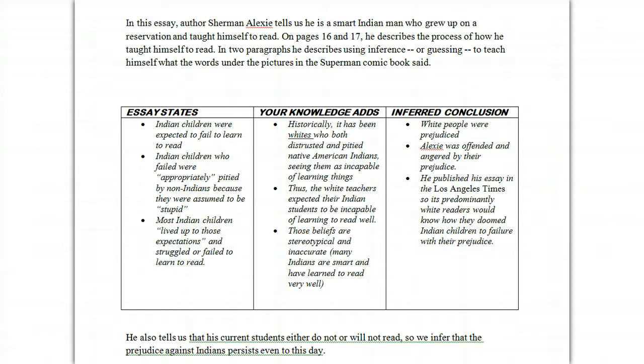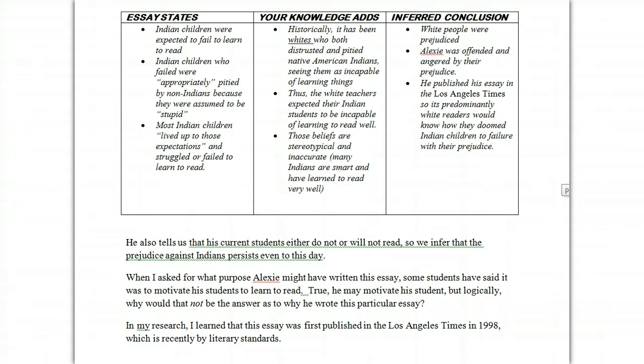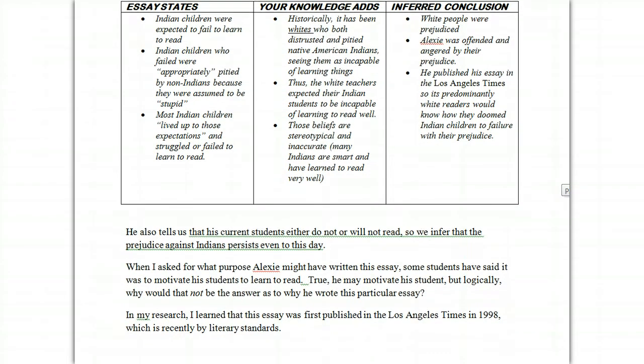So we reach some inferred conclusions. First being, of course, that white people were prejudiced. Now, we may know that from our own knowledge also, but it's a conclusion we can draw from this essay. We can conclude that Alexie himself as an Indian was offended and angered by their prejudice. And we can conclude that he published his essay in the Los Angeles Times, so its predominantly white readers would know how they doomed Indian children to failure with their prejudice. He also tells us that his current students either do not or will not read, so we infer that the prejudices against Indians persist even to this day.